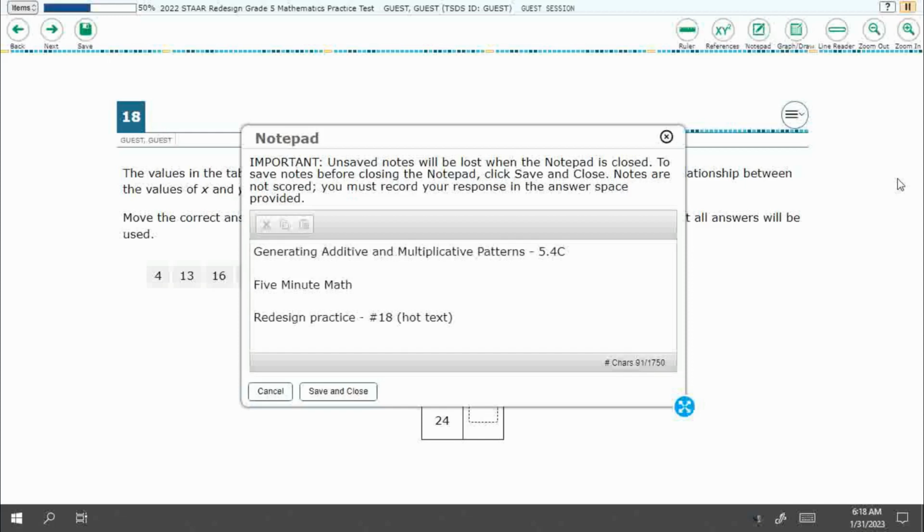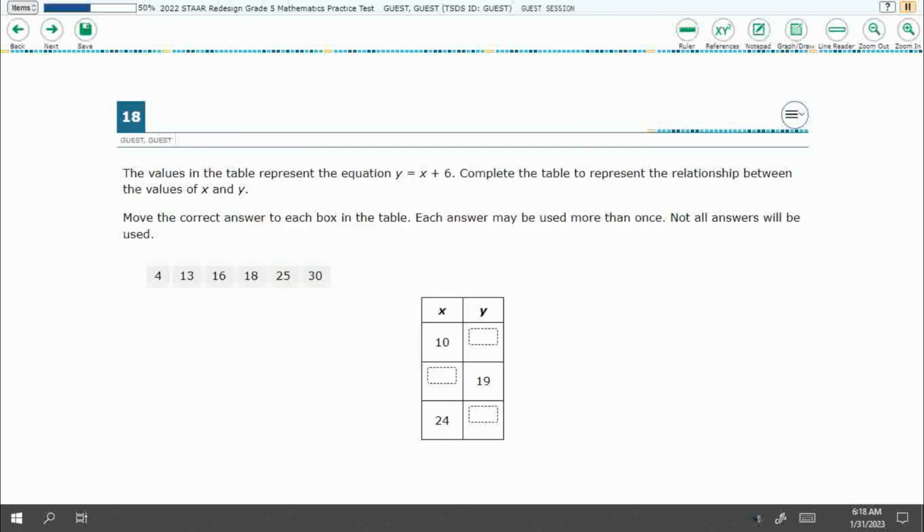Today we are looking at the 5th grade concept of generating additive and multiplicative patterns. This is standard 5.4C in the great state of Texas, and we are using item number 18, which is a new item type called hot text off the Redesign Practice online STAAR test. If you haven't done so already, please go ahead and take a moment to pause the video, work this problem out on your own, unpause it, and we will look at our answers together.